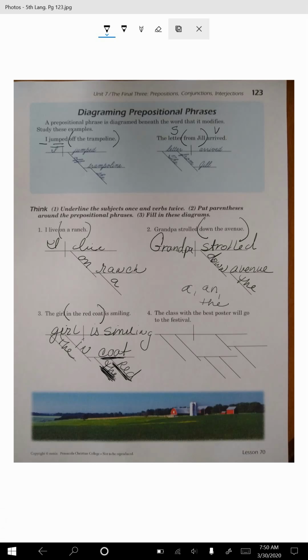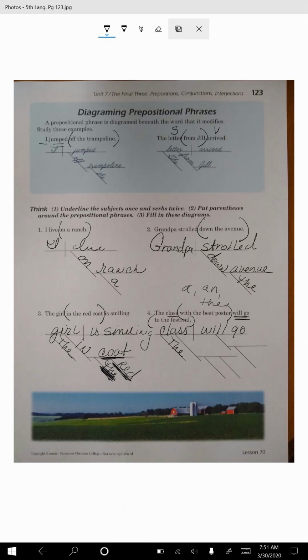All right, the class with the best poster will go to the festival. Here we have two prepositional phrases, with the best poster and to the festival. All right, so let's do the main subject and verb first. We have class as the subject, will go as the verb. So class will go. The class.